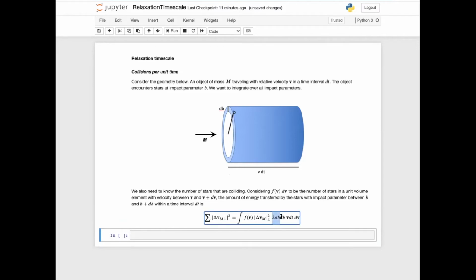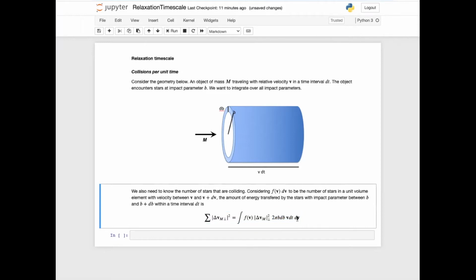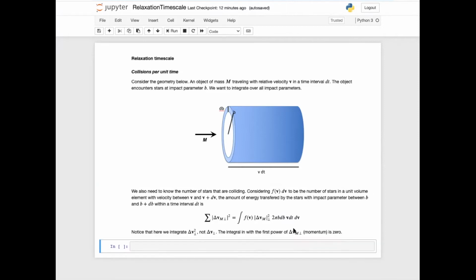And this quantity here is the volume of the cylinder. 2 pi b, that's the circumference. db then gives you the area. And then the length here, which is v dt, gives you the volume. And then you integrate that in v. That will give you the amount of energy that is transferred by the stars that are within the cylinder.